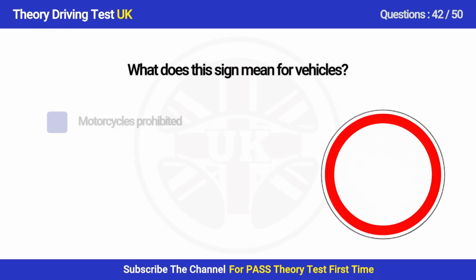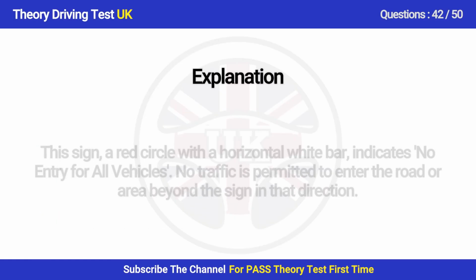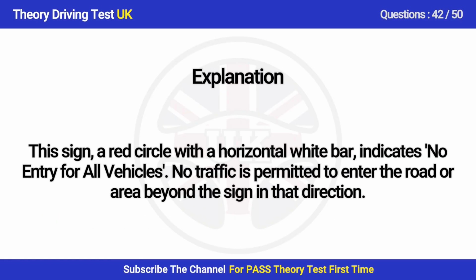Question 42. What does this sign mean for vehicles? A. Motorcycles prohibited. B. No entry for all vehicles. C. Pedestrians only. D. Road ahead is closed. Answer is B. No entry for all vehicles. This sign, a red circle with a horizontal white bar, indicates no entry for all vehicles. No traffic is permitted to enter the road or area beyond the sign in that direction.